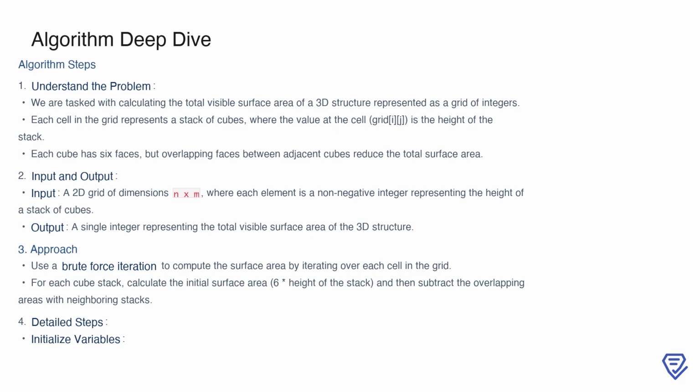To compute this, we can use a brute force approach, iterating through each cell in the grid. For each stack, we calculate its initial surface area, then subtract the overlapping areas with neighboring stacks to avoid double counting. Finally, we sum up the contributions from all stacks to get the total surface area. Let's dive deeper into the detailed steps of this approach.